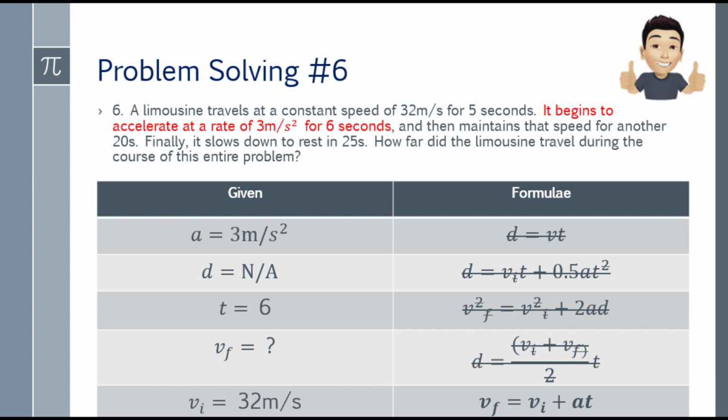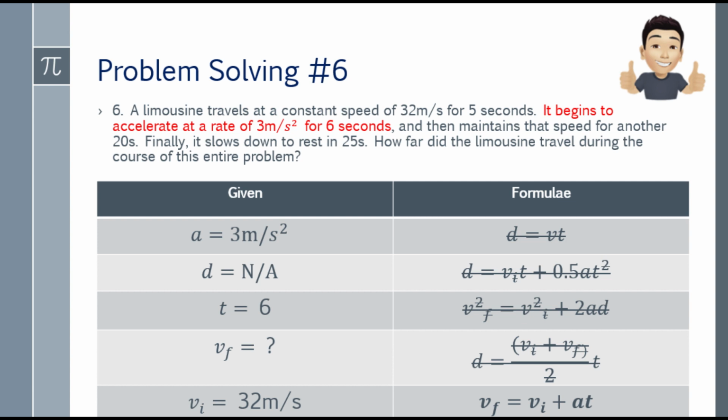Alright, so let's go to the second part of the problem. It begins to accelerate at a rate of 3 meters per second square for 6 seconds. So, for that one, kailangan natin mahanap yung final velocity. Remember, ang initial mo ay 32 meters per second, yun yung kaninang part ng problem. Dahil nag-accelerate ka, magkakaroon ka ng final velocity. Yun yung hanapin muna natin, as well as the displacement also. So, let's start by finding the final velocity.